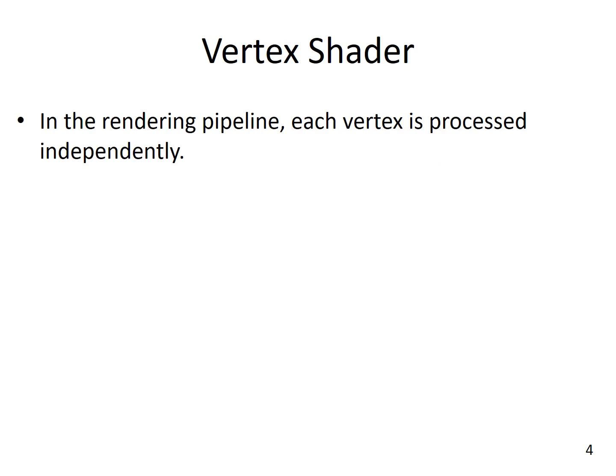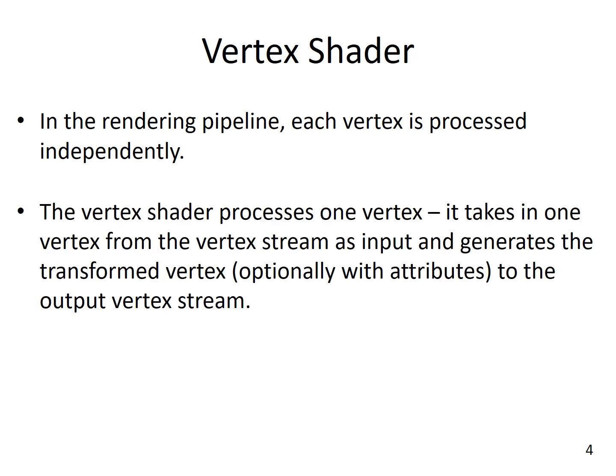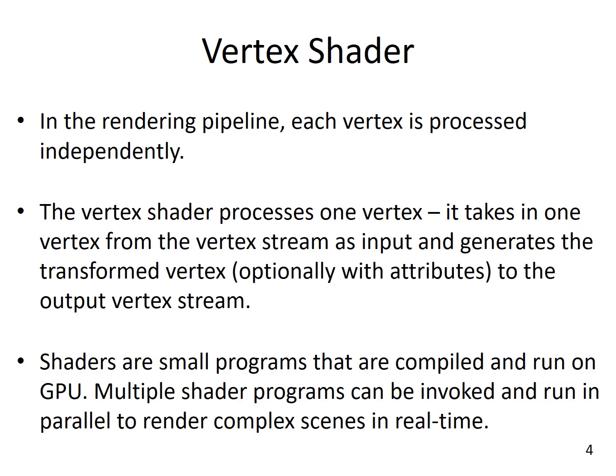In the rendering pipeline, each vertex is processed independently. This is called per vertex calculations. The Vertex shader basically processes one vertex at a time. It takes in one vertex from the vertex stream as input and generates the transformed vertex, optionally with the attributes, to the output vertex stream.